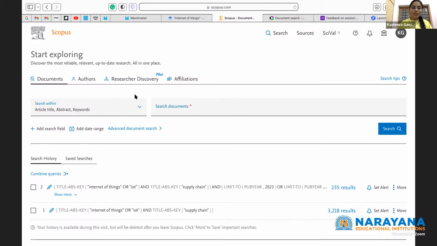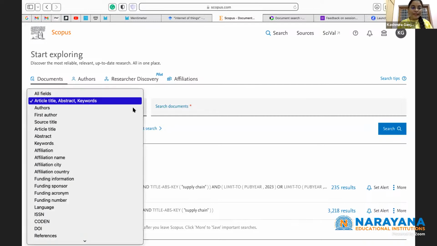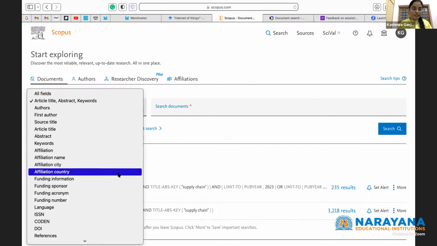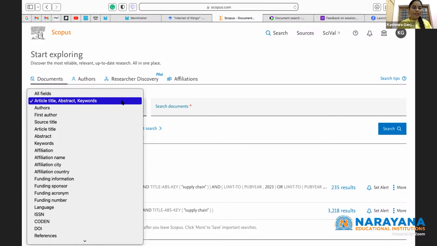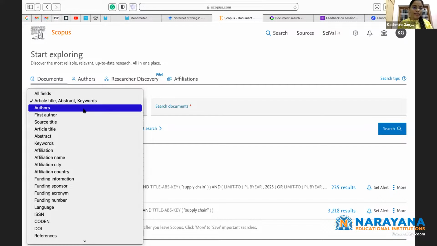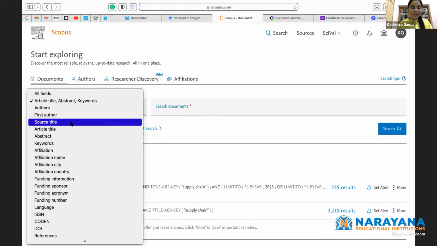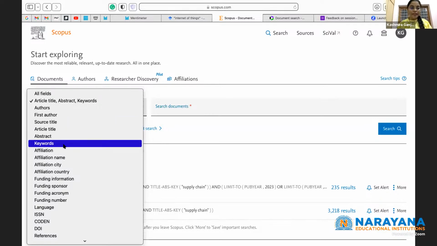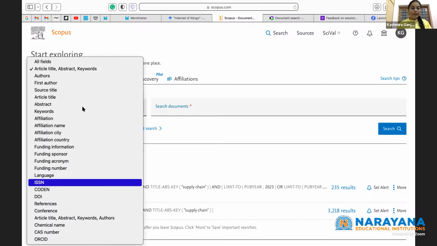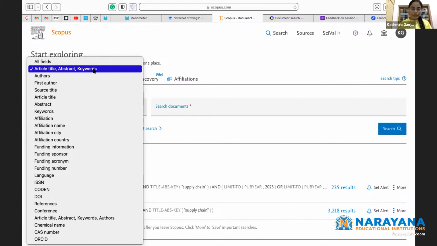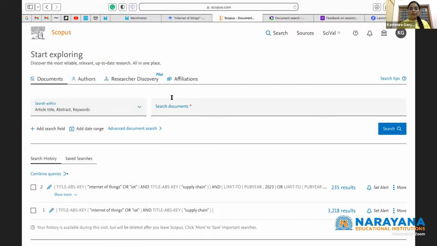The page shows like this. You can search and retrieve articles based on different search criteria, for example using article title, abstract, keywords, or only authors, or only first author, source title, article title. Source title is the journal title. Based on your area of work and what you wanted to retrieve, you can choose. Now I'm choosing article title, abstract, keywords. My research area is Internet of Things.